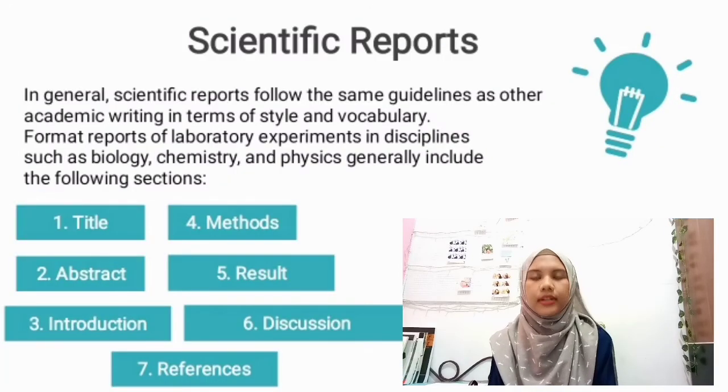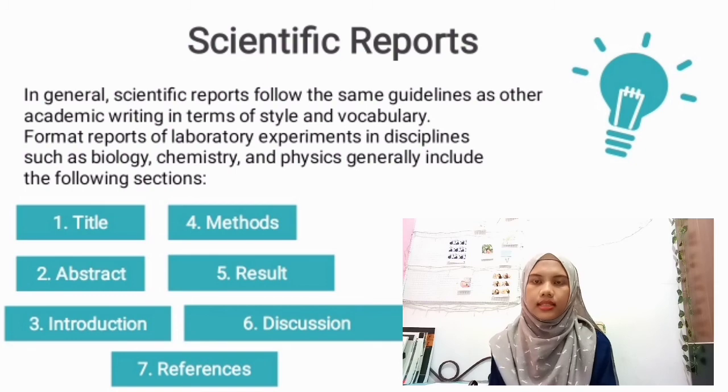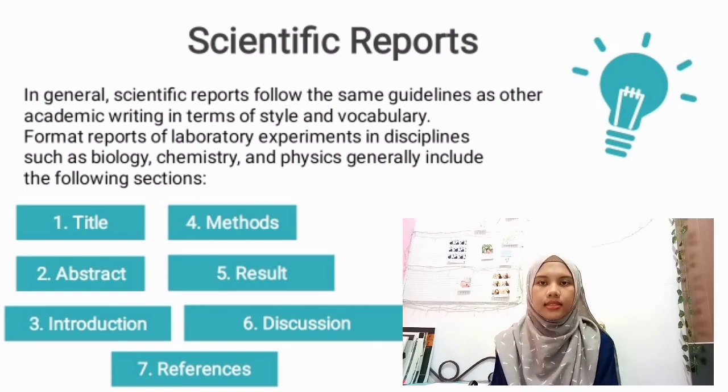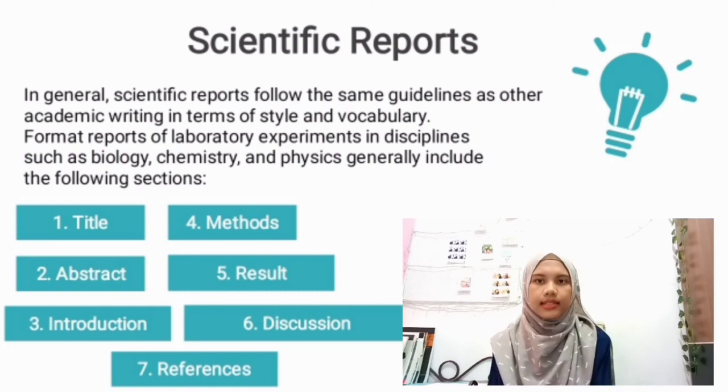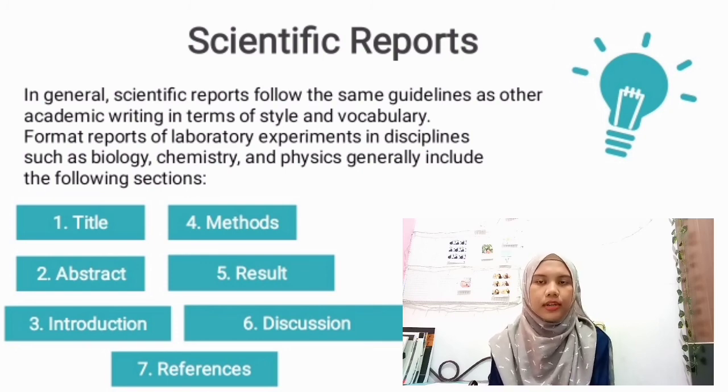Next is the scientific report. In general, scientific reports follow the same guidelines as other academic writing in terms of style and vocabulary. The format of laboratory experiments in disciplines such as biology, chemistry, and physics generally includes the following sections. 1. Title. It should contain the essential elements of the report, in no more than 12 words. 2. Abstract. The function of an abstract is to help a potential reader identify whether your report is relevant to his or her research interests.